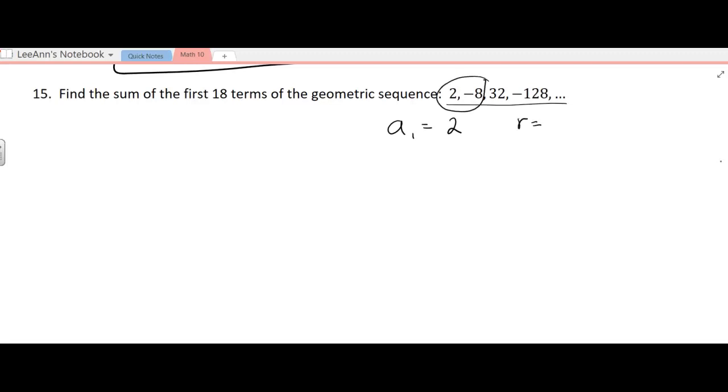Well, you take any 2 consecutive terms, -8 over 2. And whatever that ratio is, that's going to be your common ratio. So it's -4 actually here.